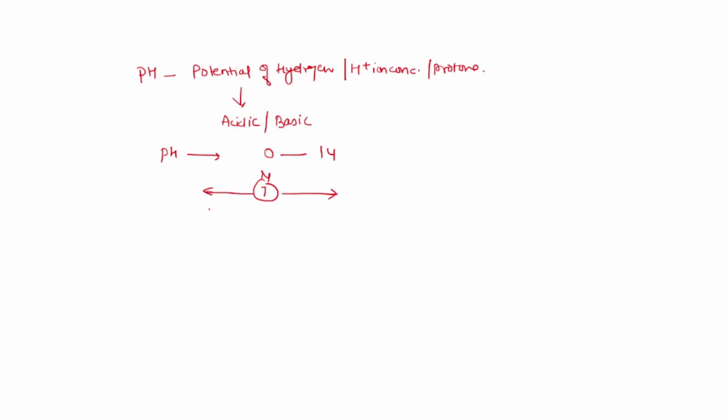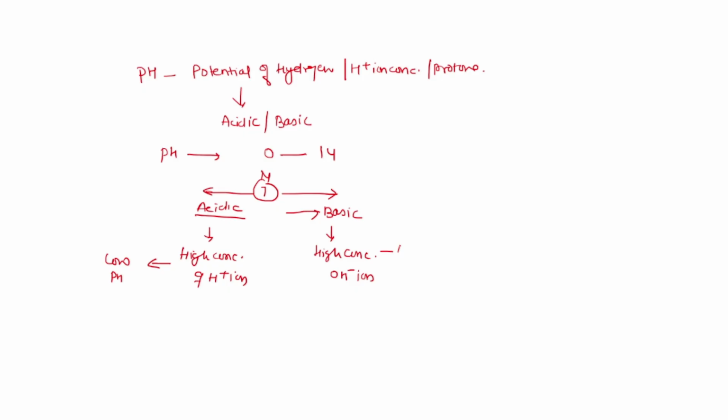Below 7, the solution is acidic because of the presence of a high concentration of hydrogen ions. That means they have a low pH. And above 7, the solution is basic because of the presence of a higher concentration of hydroxyl ions. This shows a high pH.